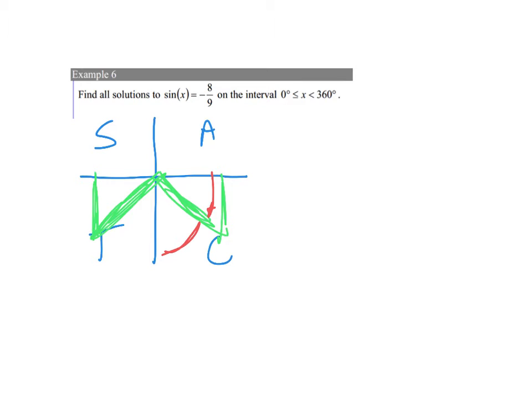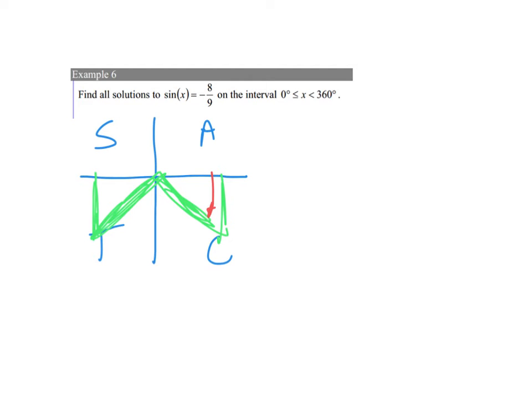Well, let me erase that first thing I drew. I don't want that to confuse you. That's the angle the calculator is going to tell us. And they're also telling us on the other thing, see how they're telling us in degree measure? Between 0 and 360. So on my calculator, I'm going to go to mode, change it to degree. This is one of the few times we're going to be working in degree mode. And I'm going to do second sine of -8 divided by 9.